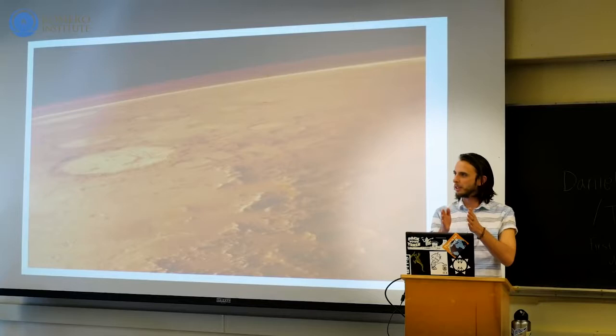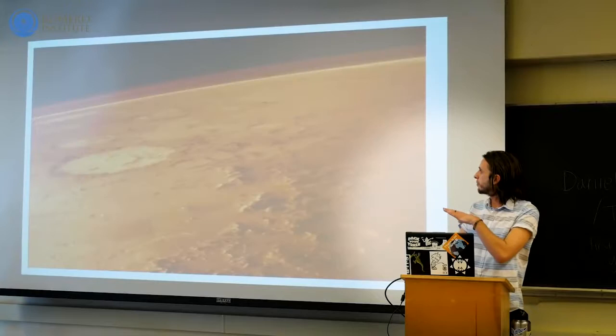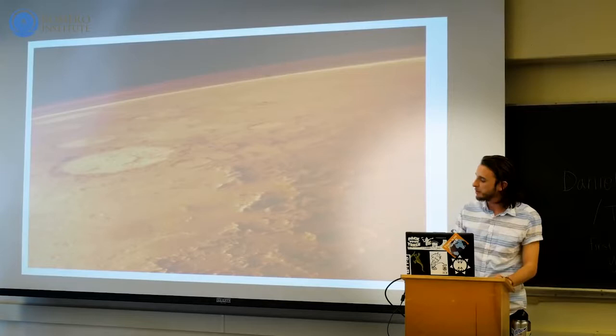So that was Mars and this is Venus. And you can see the difference. On Mars, you can see straight down to the planet's surface. You can kind of see that very, very thin layer of atmosphere. And then on Venus, you can't even see down to the surface.